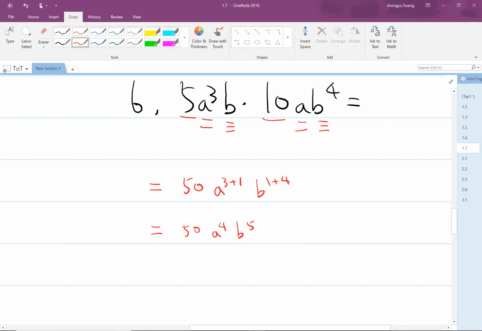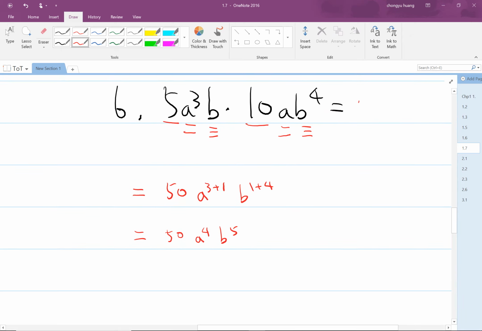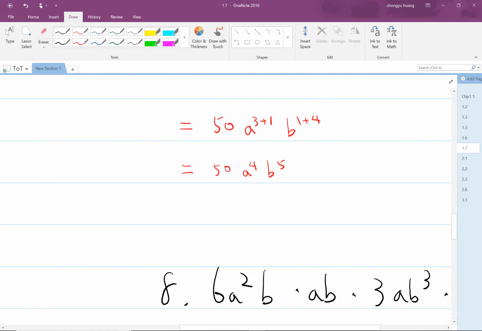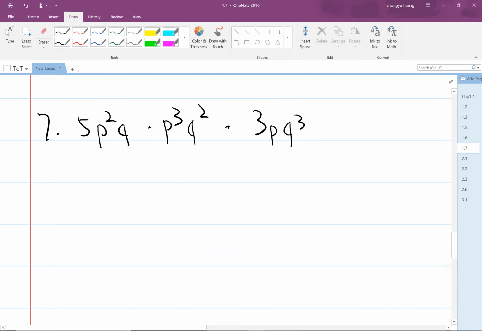So that's our solution for question 6, because we cannot do anything more, so we just leave it. So this is going to be the solution. 15, sorry, not 15, so it's going to be 50, a to the power 4 and then b to the power 5. That's the solution for question 6. Let me erase it, I think it's a little bit messy over here. Yeah, b to the power 5, that's the solution. Okay, so let's move on to question 7.